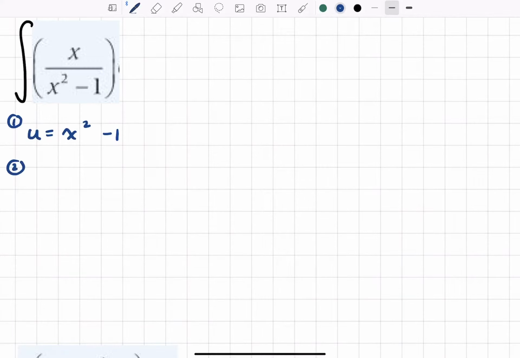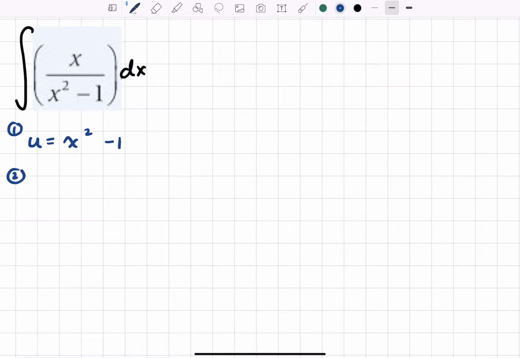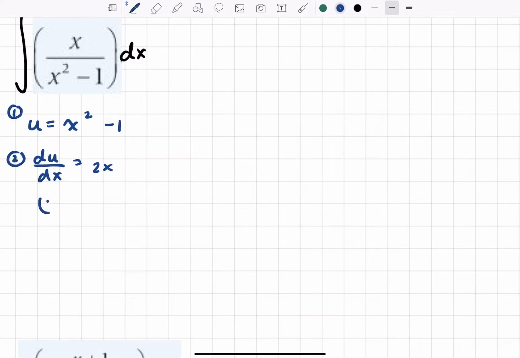The second step is to differentiate U, and in this question it should be with respect to x. So in Leibniz notation, du by dx, and if we take the derivative, it becomes 2x. Now we want to isolate for dx, so we can make a substitution for dx in terms of du and x. With a little algebra, we find that dx is equal to du over 2x.